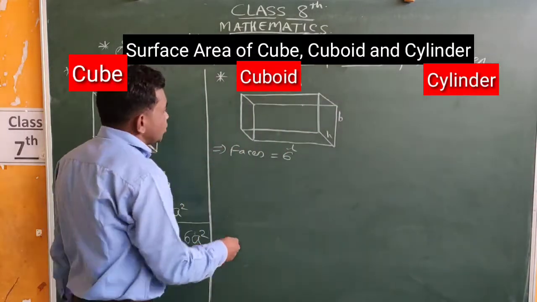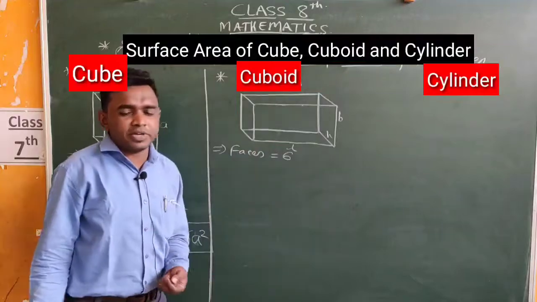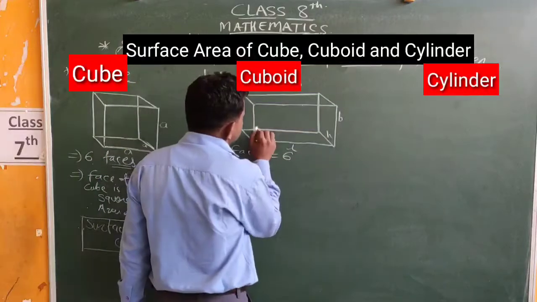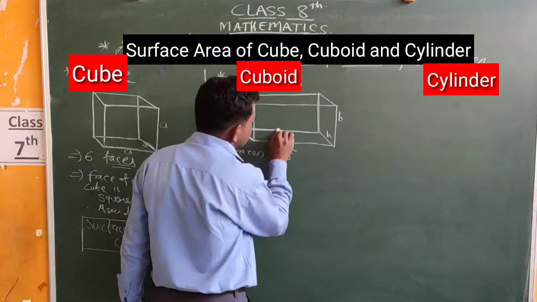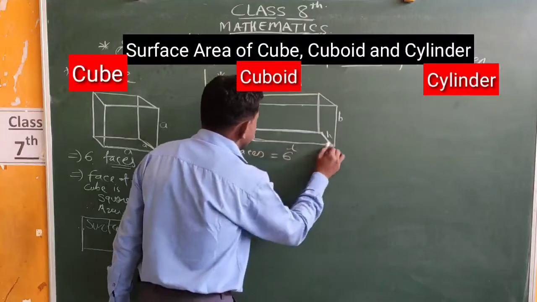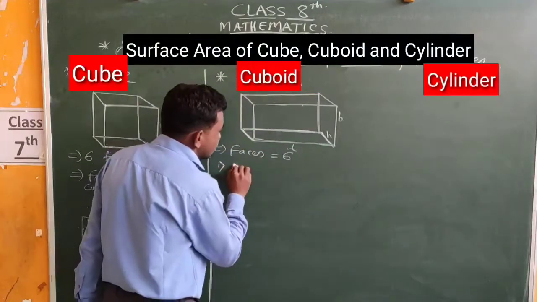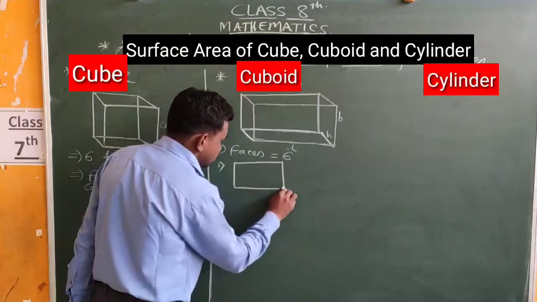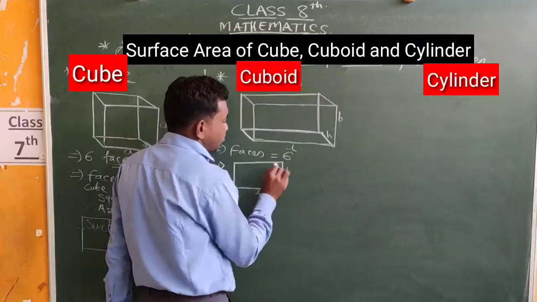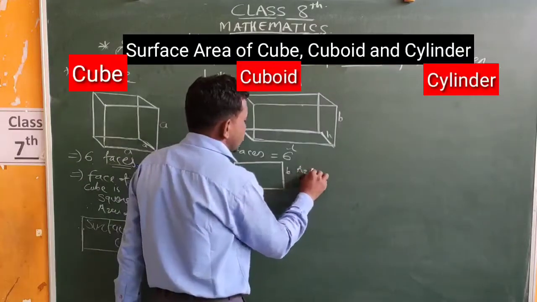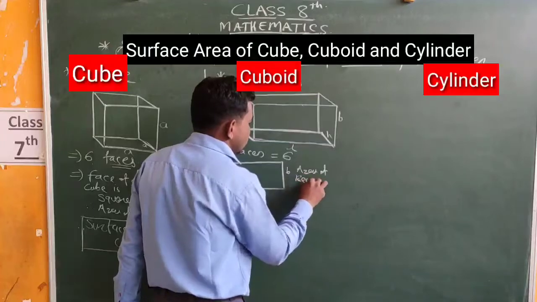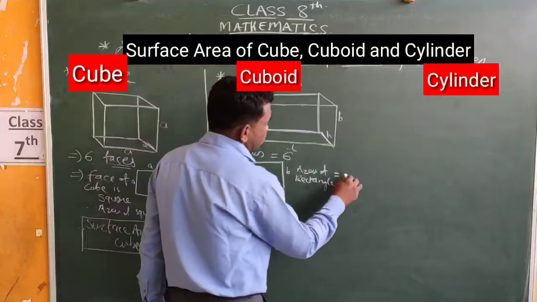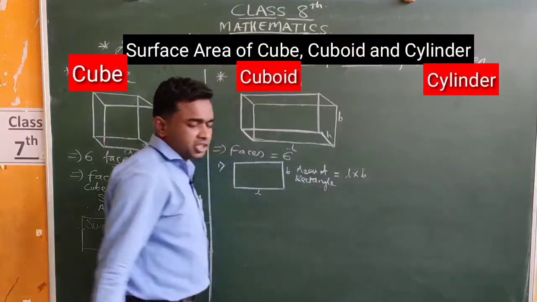Then if we are going to find the area of each face, consider this face, the front one. It has length L and breadth B. So the area of a rectangle is equal to, what is the formula? The formula is length into breadth.